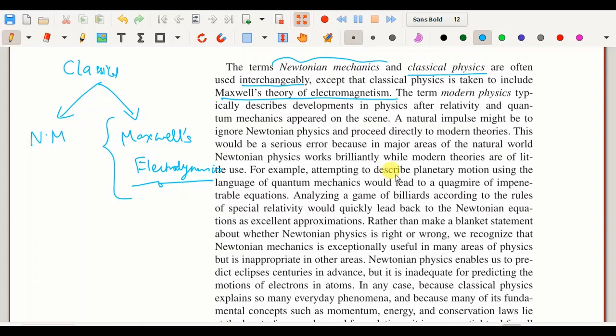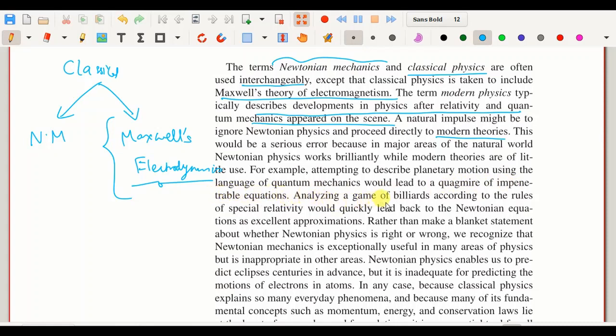Okay, yeah. The term modern physics typically describes developments in physics after relativity and quantum mechanics appeared on the scene. The natural impulse might be to ignore Newtonian physics and proceed directly to modern physics. Yeah, you can say that. This would be a serious error, because in major areas of the natural world, Newtonian physics works brilliantly, while modern physics is of little use. For example, attempting to describe planetary motion using the language of quantum mechanics would lead to a quagmire of impenetrable equations. You cannot solve those things.